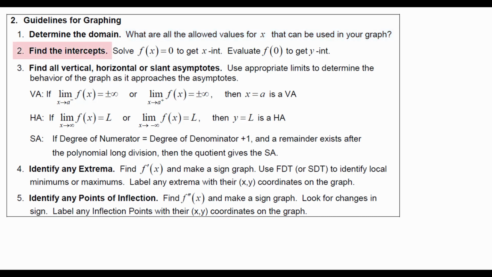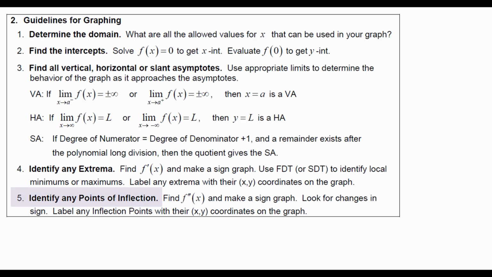Number 2, find all the intercepts. Find the x-intercepts by setting y equals 0, and find the y-intercept by setting x equals 0. Third, find all vertical, horizontal, or slant asymptotes as we just learned. Number 4, identify any extrema by finding critical numbers. You can do the first derivative test and find the relative extrema.